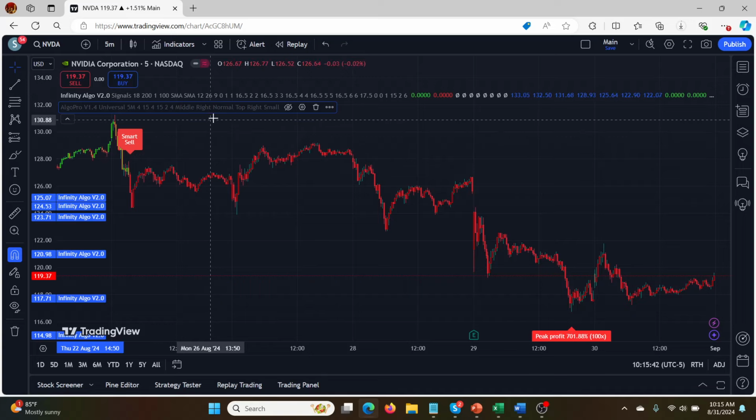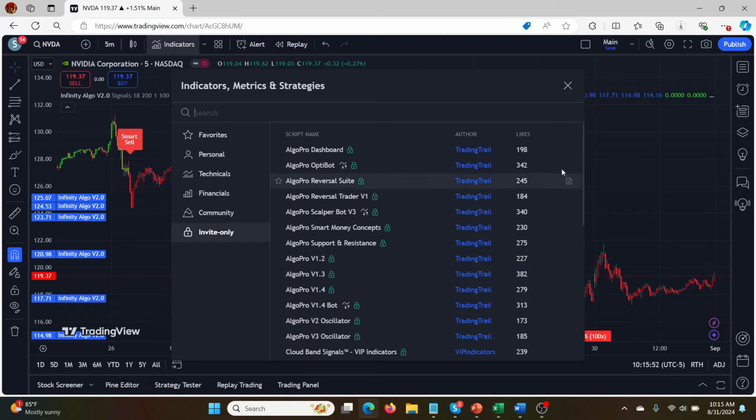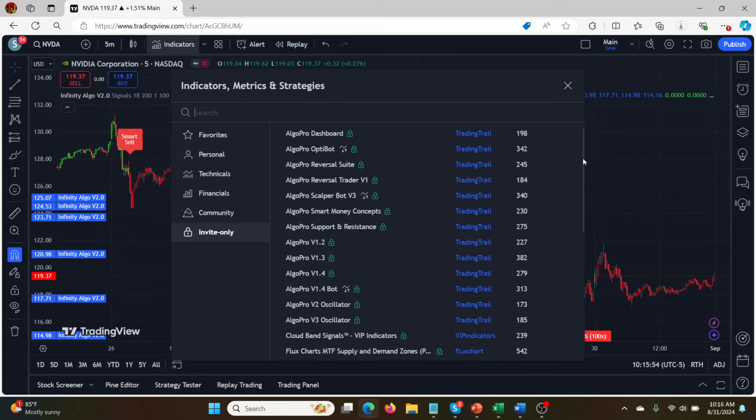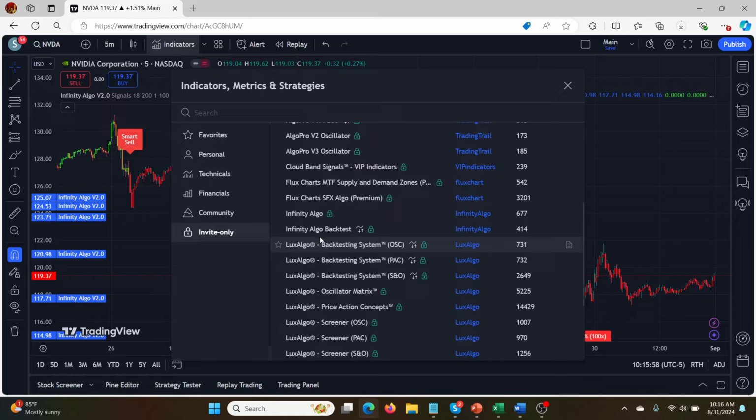So to do that, I'm just going to get rid of Algo Pro. So we're going to scrap Algo Pro completely. I'm going to go into indicators here. I'm going to go into invite only. These are all the algo things I have. It's getting kind of crazy. So Infinity Algo has the backtest.